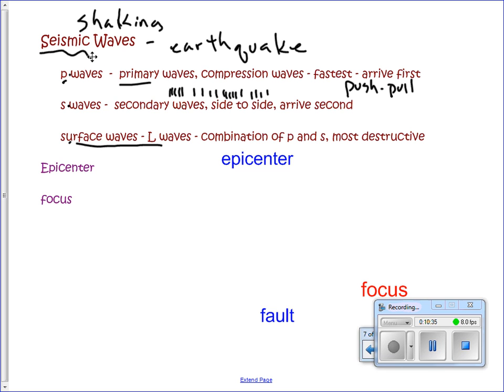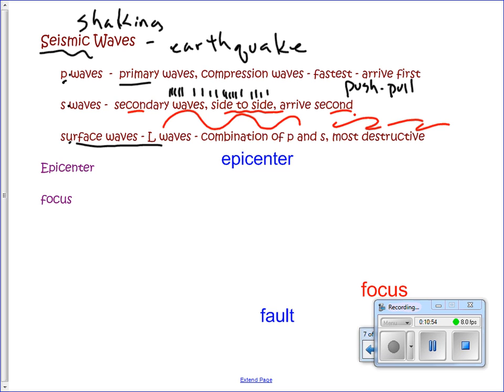Then we have the S waves. S for secondary waves or side-to-side motion. It's going to look more like this. The Earth will either go up and down, or the Earth will go kind of side by side, if you can imagine that. They arrive second. They're the second fastest.